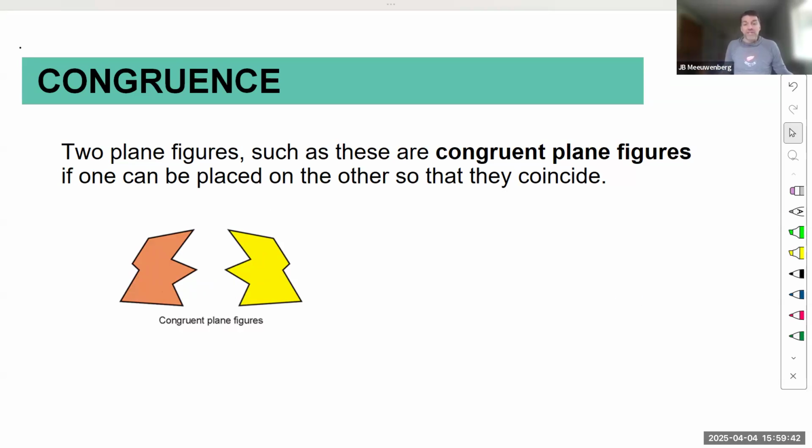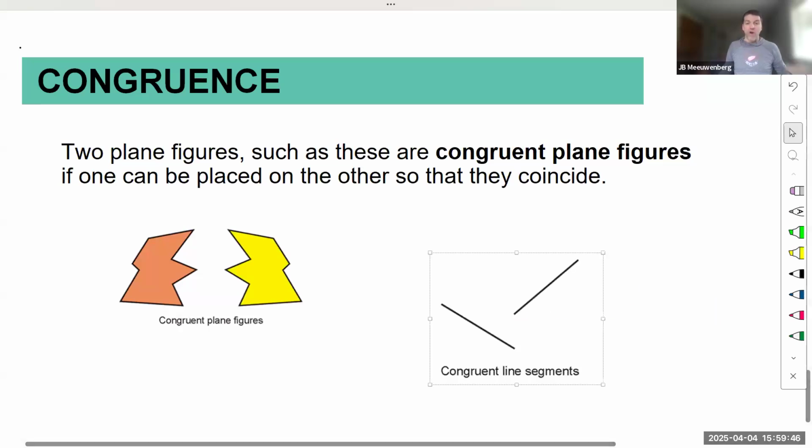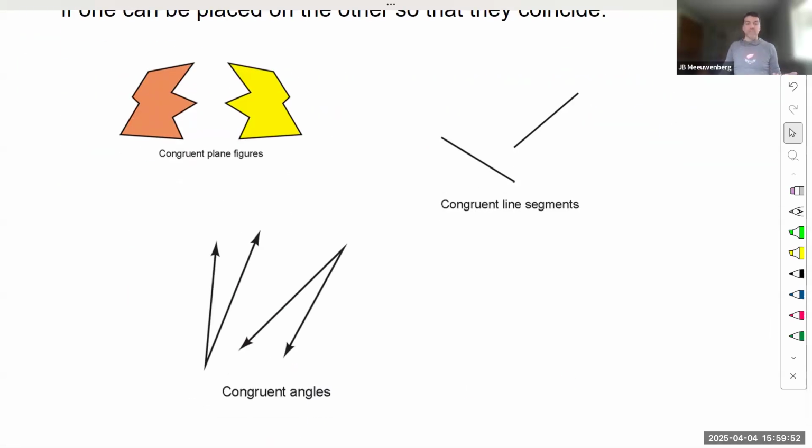We can have congruent line segments. Congruent line segments have the same length. Congruent angles have the same measure. So that's going to be an important concept moving forward as well.